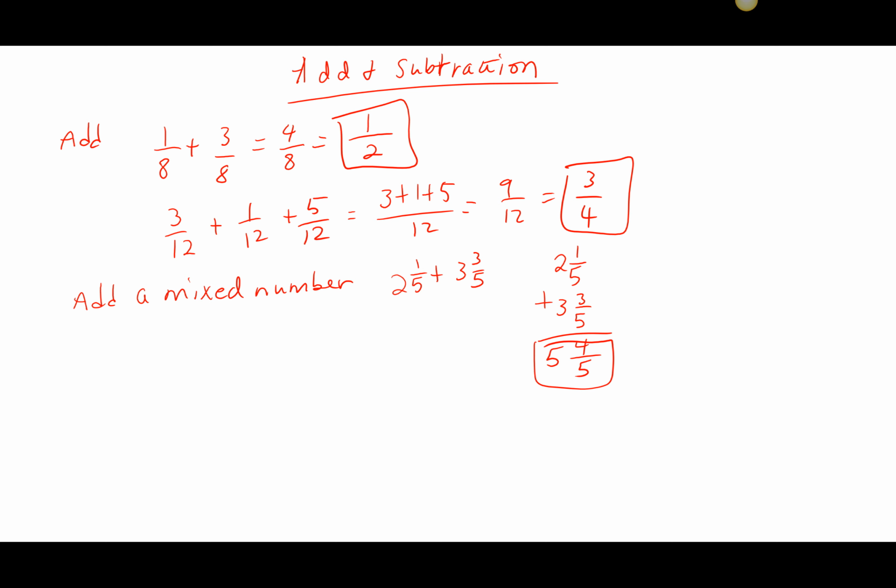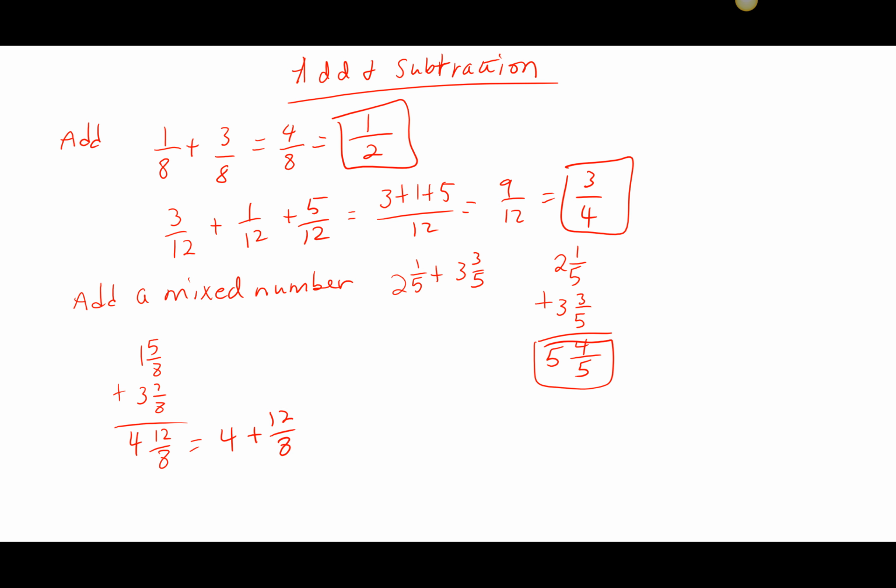So let's try another one. What if we had 1 and 5/8 plus 3 and 7/8? That's going to be 4. 7 plus 5 is 12. Now notice, that's going to be 4 and 12/8. Since 12/8 is greater than 1, we must simplify it. So to simplify that, what you're going to have to do is say 4 plus 12/8.